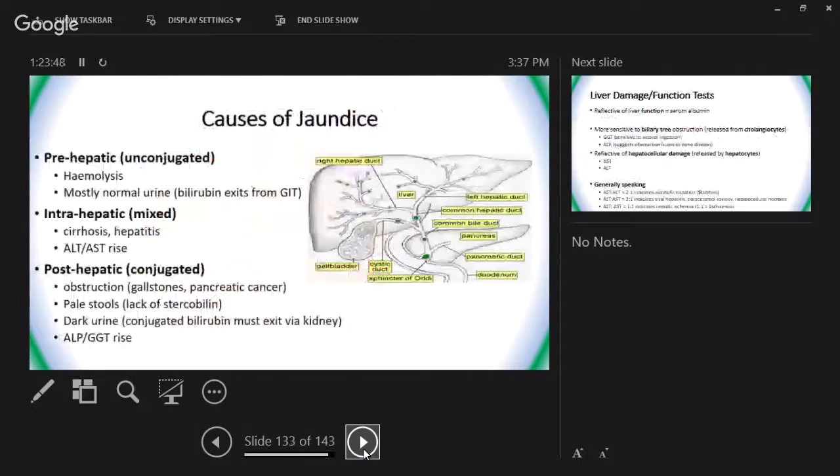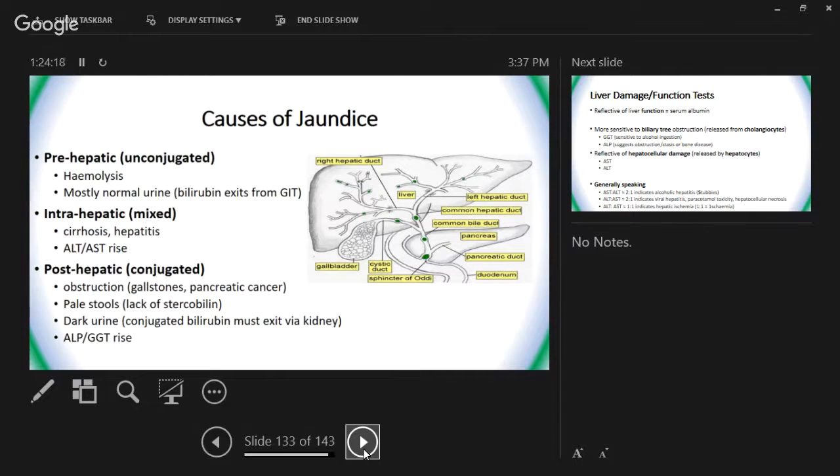So your causes of jaundice here, you've got the three: pre-hepatic, like your hemolysis, where the liver can't keep up with the bilirubin being produced. Intrahepatic, like your cirrhosis, hepatitis sort of thing, where the liver can't effectively metabolize the bilirubin. And you get your post-hepatic one, which is more like an obstruction type picture, like an obstruction of the biliary tree.